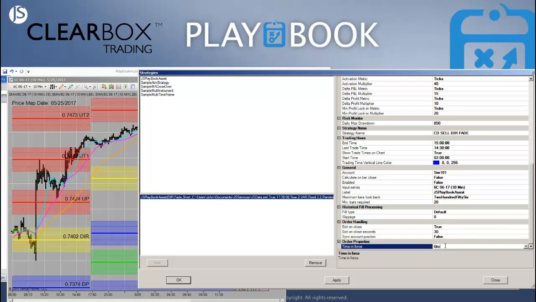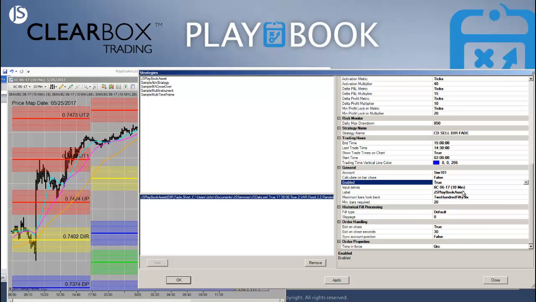Time in force, this one is good till close. If you want, you can change this to a day trade only. It'll stop trading at the end of the trading session. If you have it good till close, and you keep the strategy open, it'll run and fire up on the next start time. So when you have all your criteria entered, you want to change this to true.